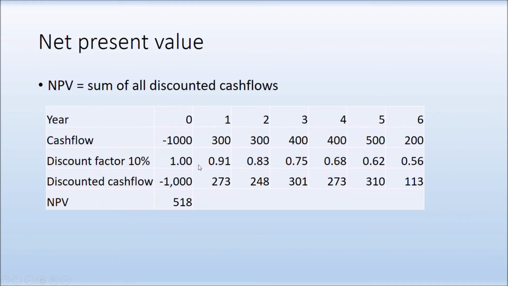So what is the discount factor? Well, it's 1 divided by 1 plus the discount rate, to the power of the number of years that you go along. So if we're in year 1, this is 1 divided by 1 plus 10%. This is 0.91. Then times by 1 divided by 1 plus 10%, and that's going on for the number of years.